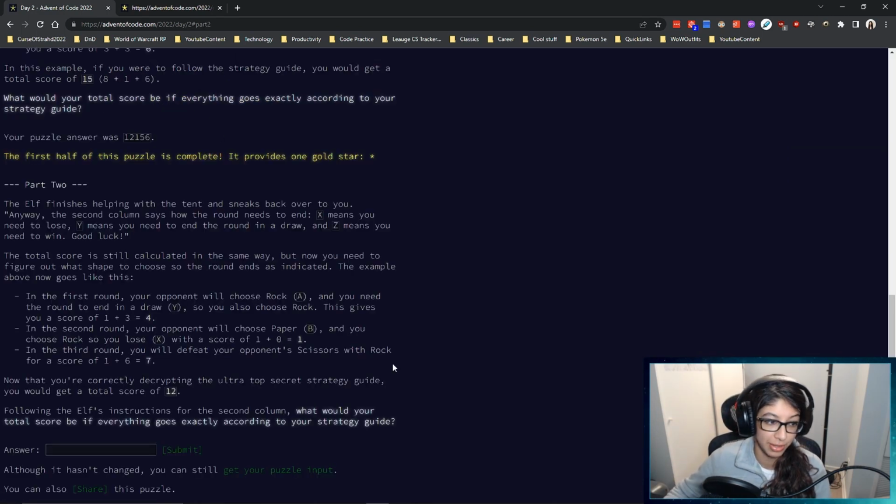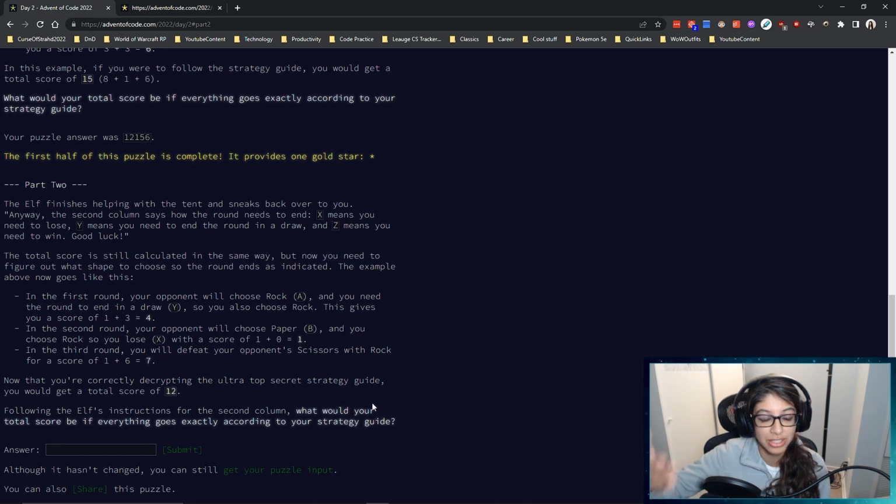Okay, so again, I'm going to take a second to read it and then we will come back. Okay, so that kind elf ends up coming back and telling us that we were wrong, and what the symbols actually mean are what we are supposed to be doing in terms of winning, losing, or drawing. So X means we want to lose, Y means we want to draw, and Z means we want to win.